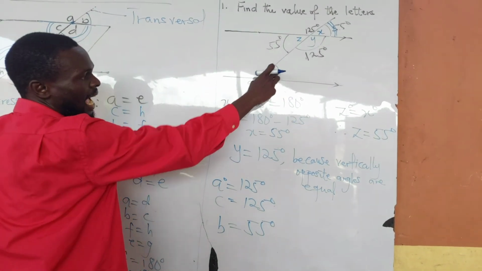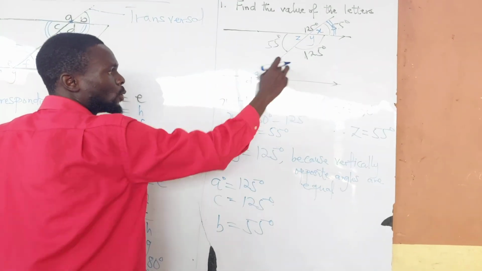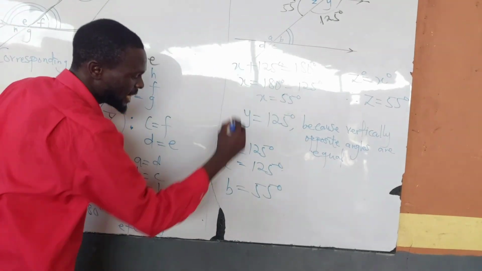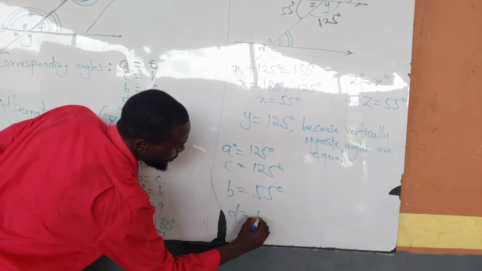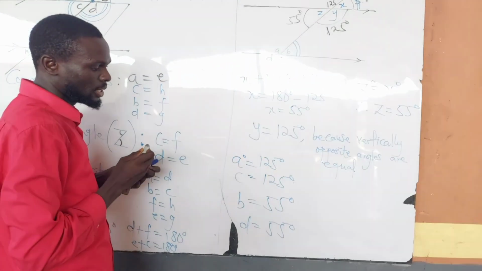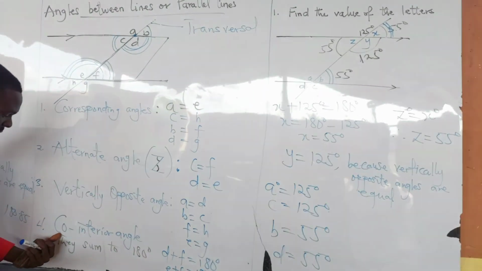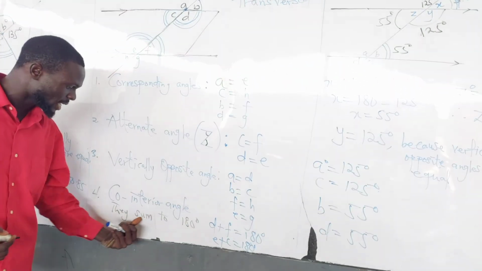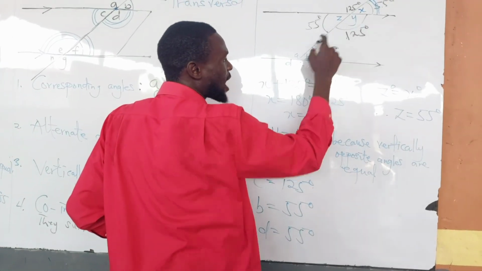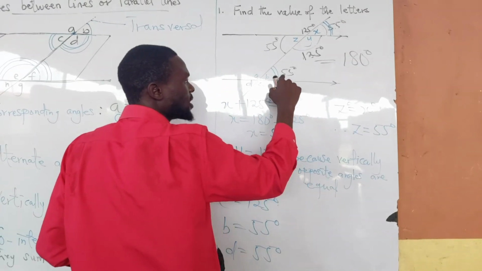Now the B and the value here, which is the D, the B and the D, they are vertically opposite. And vertically opposite angles are equal. So D is also equal to 55 degrees. So now you have B to be 55 degrees. So the angle here is 55 degrees. Per the explanation here, we said co-interior angles sum up to 180. So if this and this are co-interior angles, their sum should give us 180 degrees.